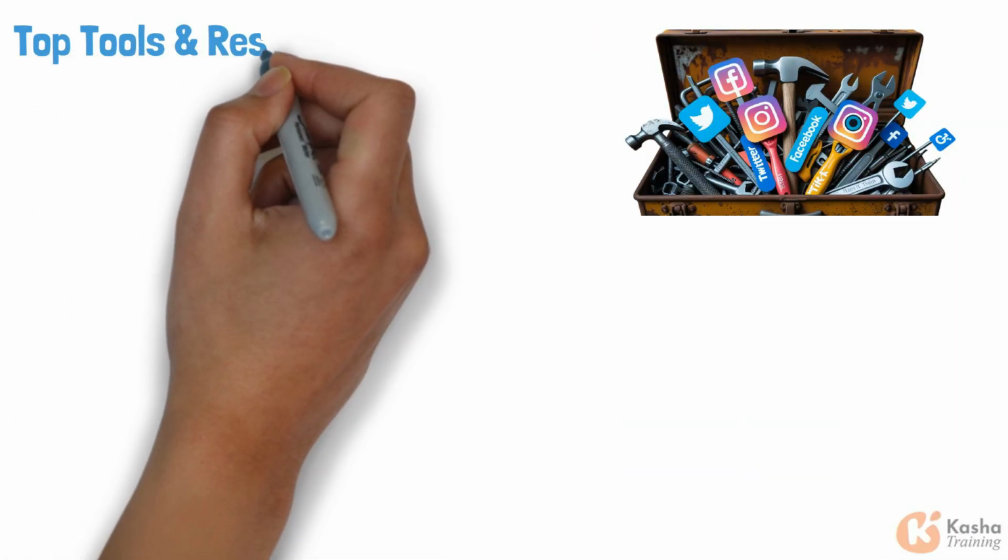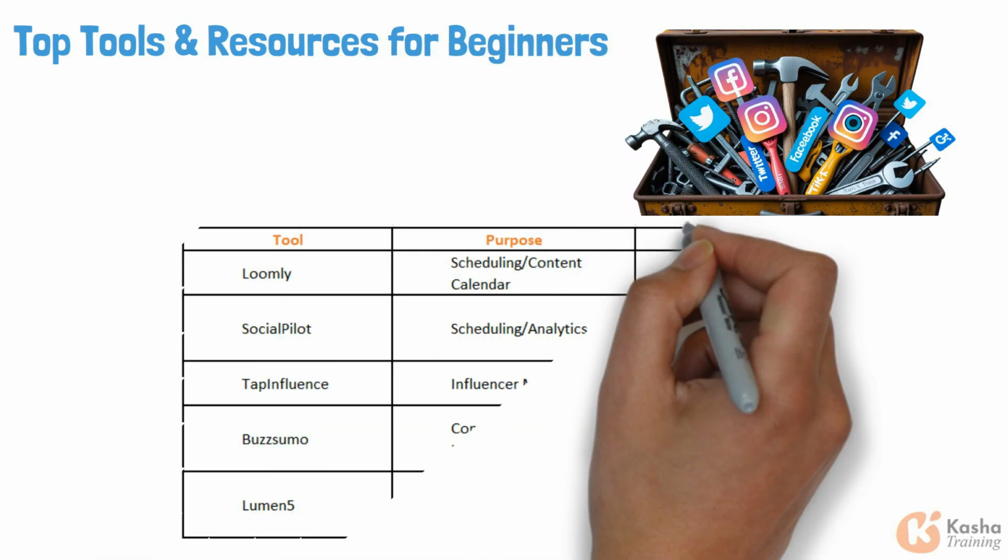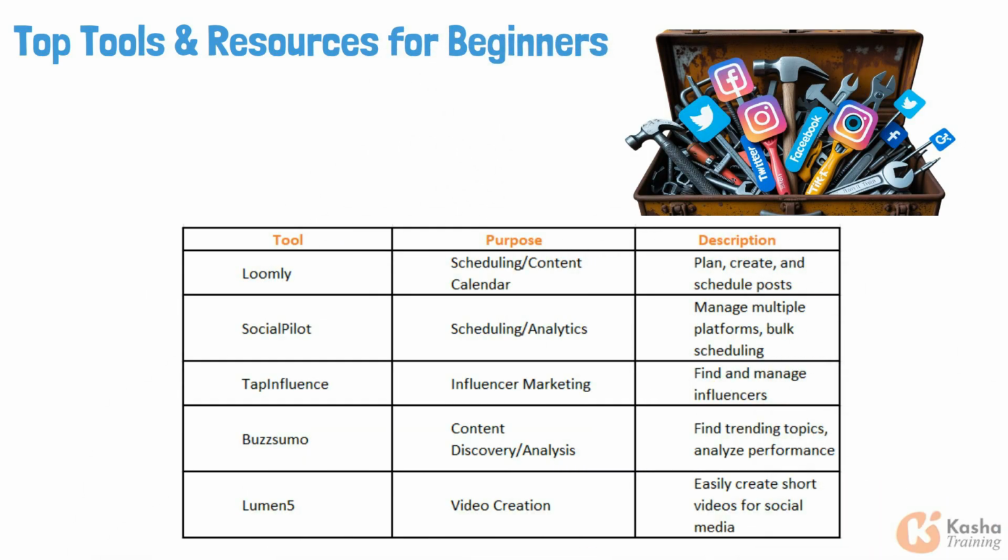Top tools and resources for beginners. Tool, purpose, description. Loomly, scheduling, content calendar: plan, create and schedule posts. SocialPilot, scheduling, analytics: manage multiple platforms, bulk scheduling. Tap Influence, influencer marketing: find and manage influencers. BuzzSumo, content discovery, analysis: find trending topics, analyze performance. Lumen5, video creation: easily create short videos for social media.